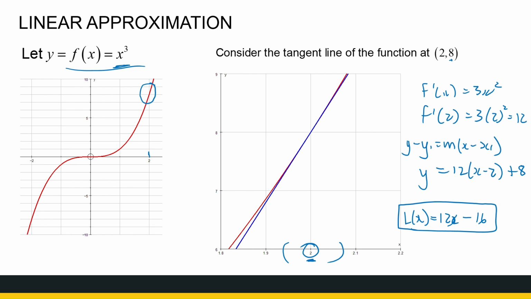So what does this mean? This means that if I, for example, want to approximate this function at the point 2.1, so if I want to know what f(2.1) is, I know that's going to be approximately equal to the linear approximation at 2.1, which is much easier to calculate. That's 12 times 2.1 minus 16, which is 25.2 minus 16, giving you 9.2. So that's what we're going to use for linear approximation. That is what it means, approximating a curve with a straight line.